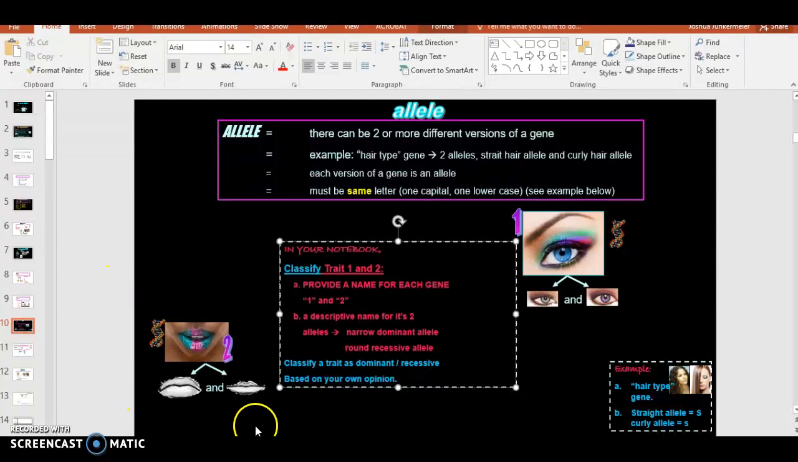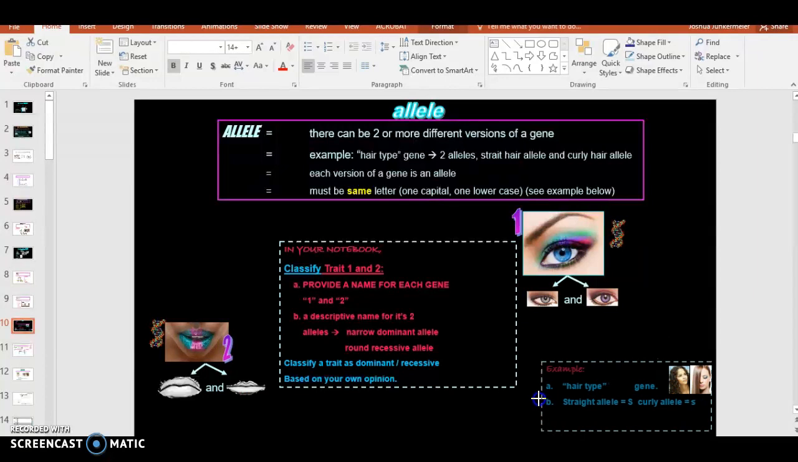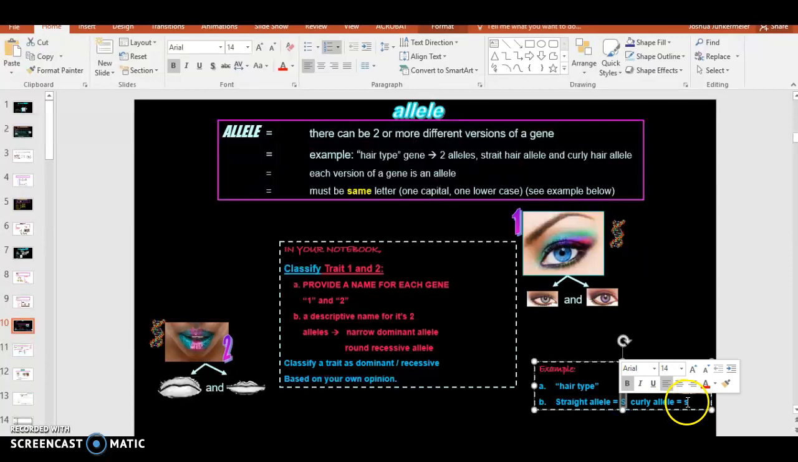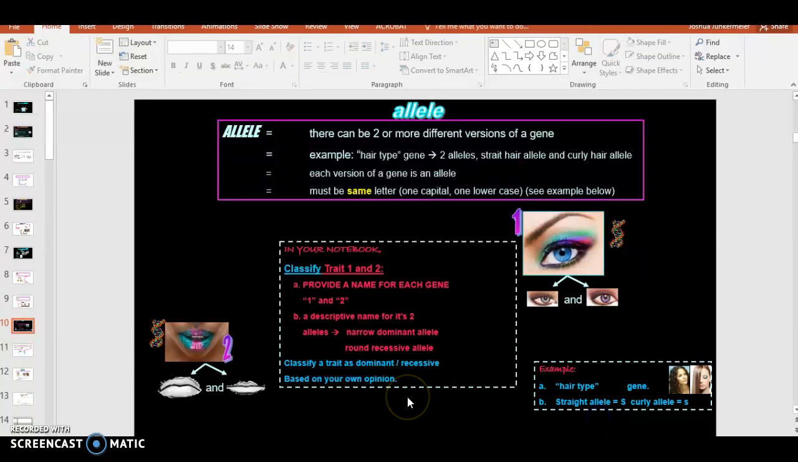So do this one on your own, number 2. In your notebook, you would write number 2. This gene that controls the lips, give it a name. And then just pretend that one is dominant, one's not, and give each a name for the lip type, and then call them alleles, just like you saw in this example. Except in my example, I needed to make one dominant, which I did with a capital S, and then I identified this one as recessive with the little s. All right, good luck.